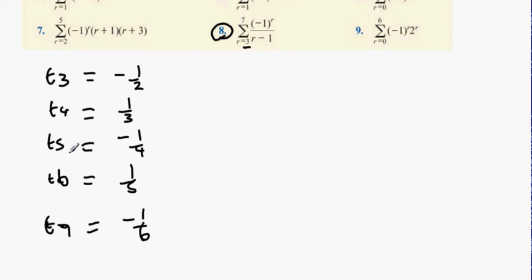Okay, how do we do that? For example, let's take T6 as an example. Minus 1 to the power of 6 divided by 6 minus 1. Replace all r's with 6. We're going to get 1 over 5. Okay, so we just did that a couple of times.